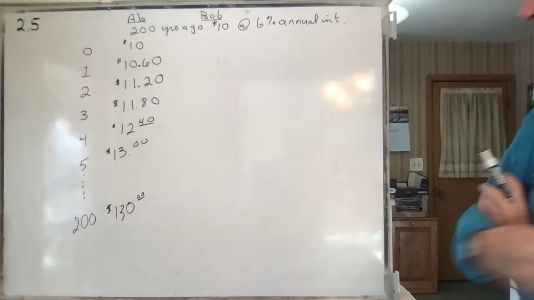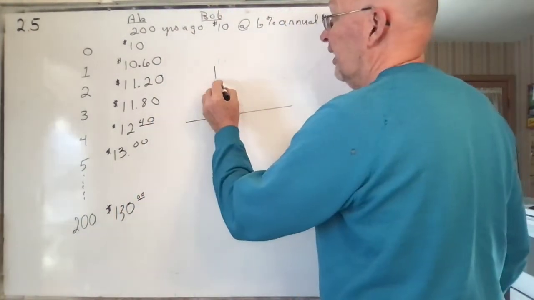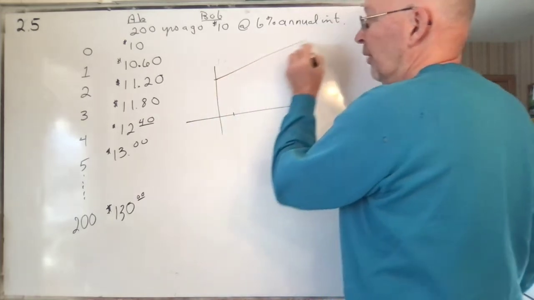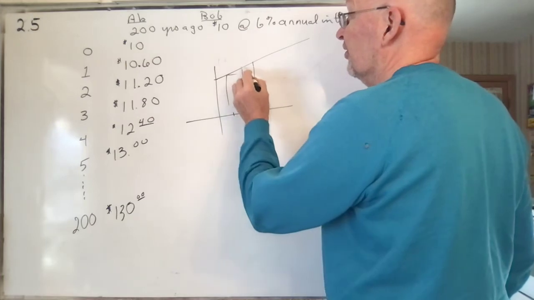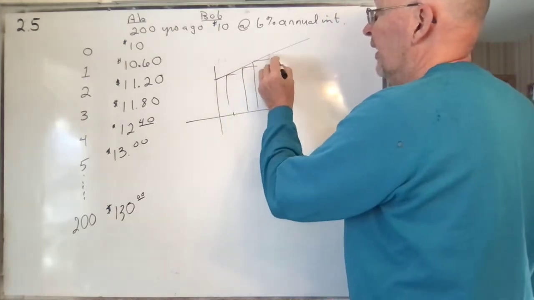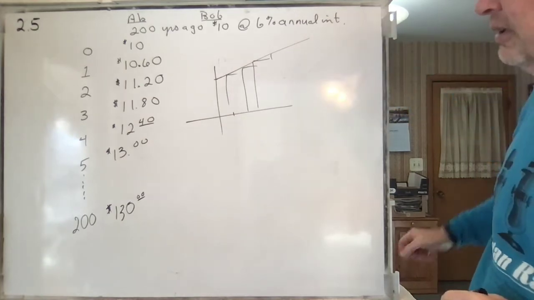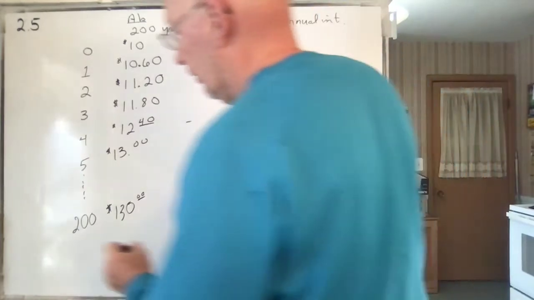Okay, so notice that's linear growth, because you start off with 10, and every year you add 60 cents. So every year you're adding the same amount each time. See that? So it's a slope of 0.6, and so that's your linear growth right there. And so at the end of 200 years, it's going to be up to $130. So let's say linear growth.